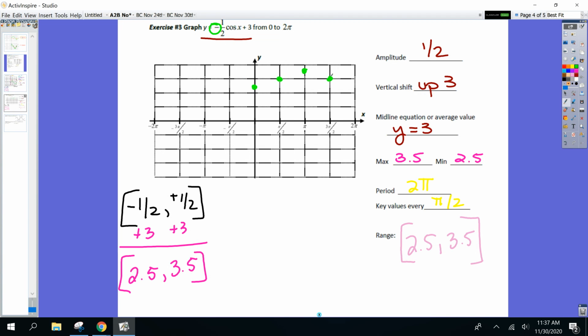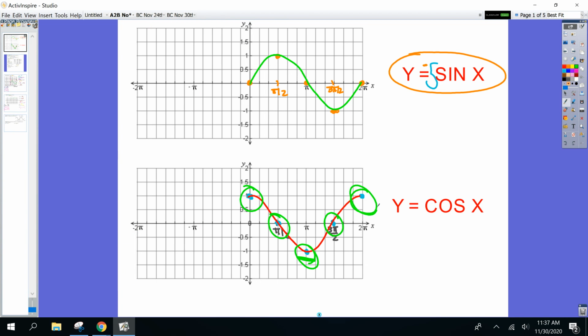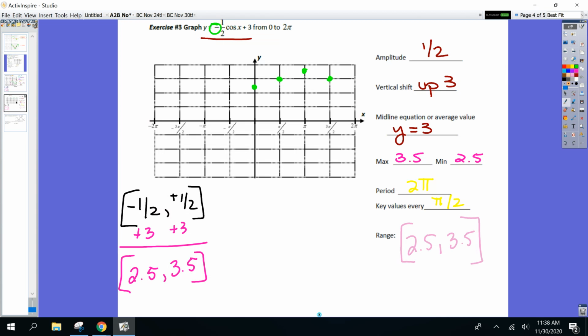3, and then where's cosine usually finish? The minimum again. Well, it's usually at the max, but yeah, you went a couple steps ahead and flipped it on me. It's going to end at the minimum on this graph. Yep. And there it is. There's the graph, guys.